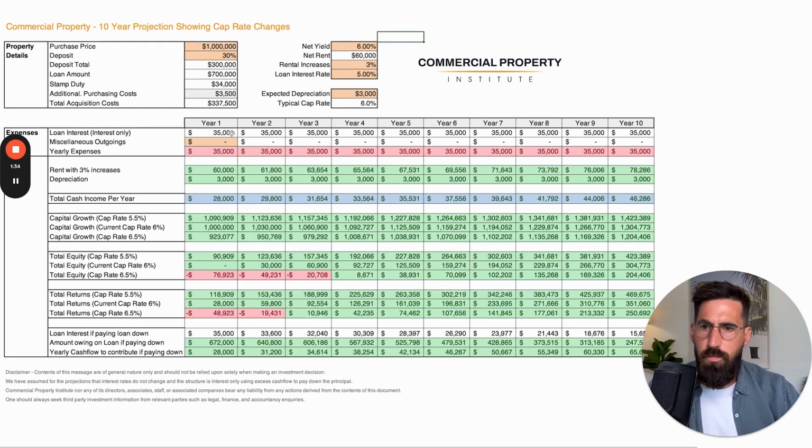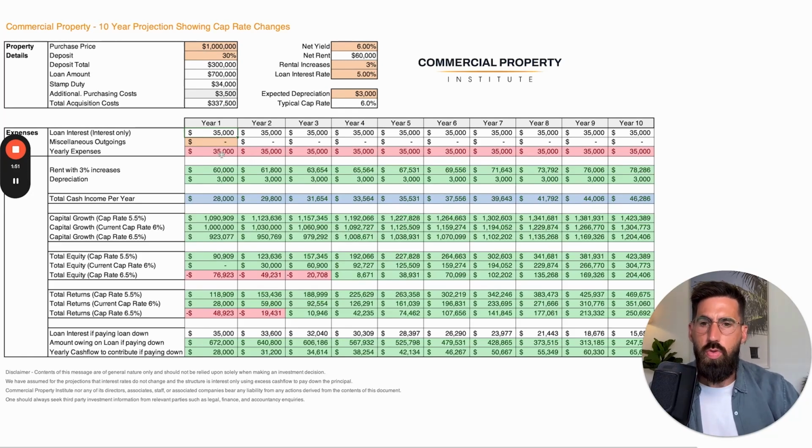So for this, on a 70% loan, i.e. 30% deposit, a $700,000 loan amount, you've got loan interest of $35,000. So that's your outgoing per year. It's interest only. We're not paying off any of the debt. We've just got a $35,000 outgoing for the property.